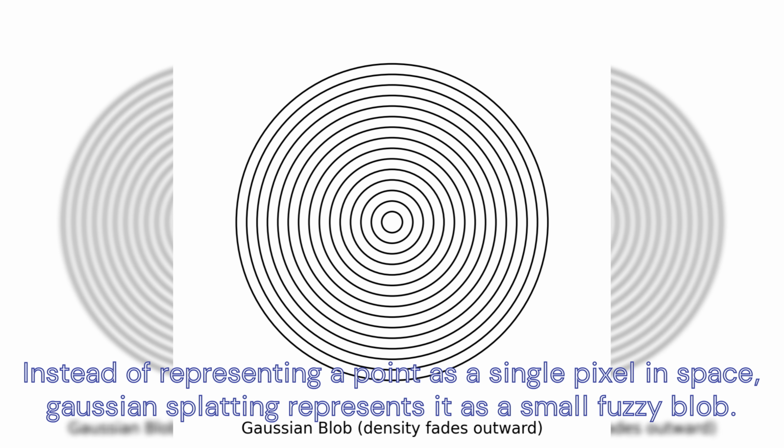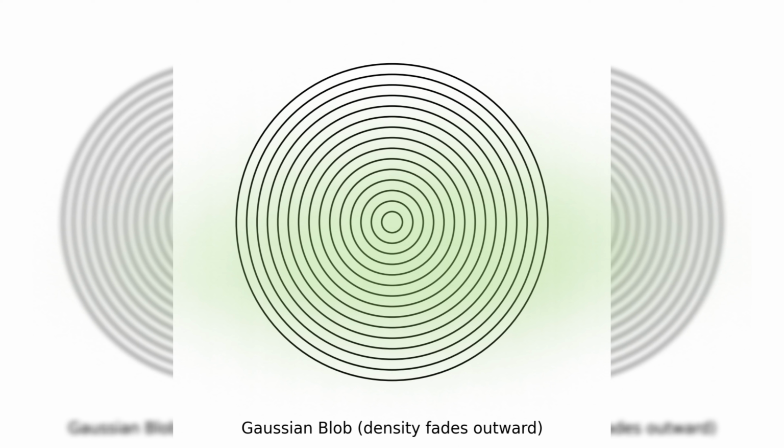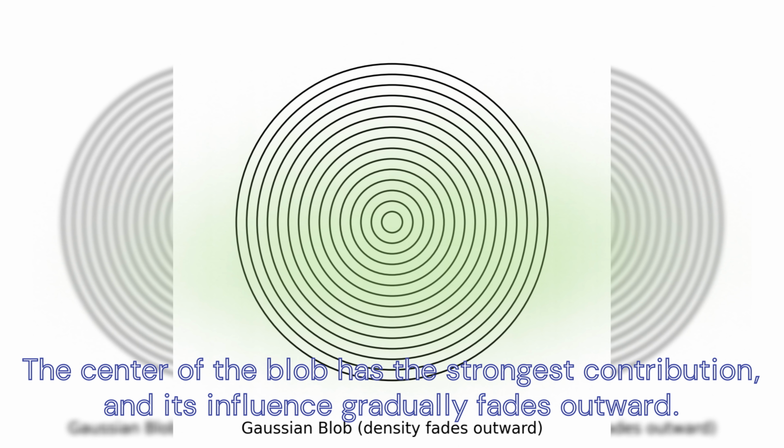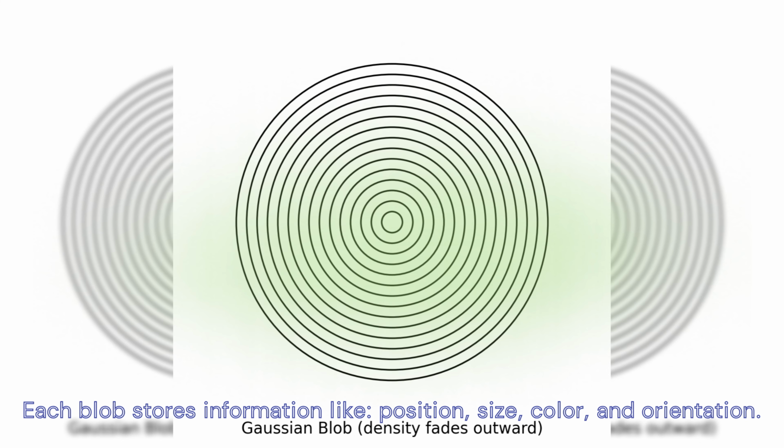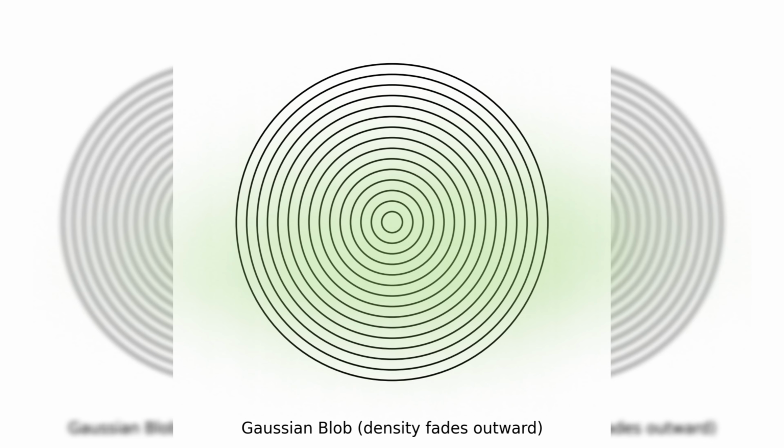Instead of representing a point as a single pixel in space, Gaussian splatting represents it as a small fuzzy blob. The center of the blob has the strongest contribution, and its influence gradually fades outward. Each blob stores information like position, size, color, and orientation.